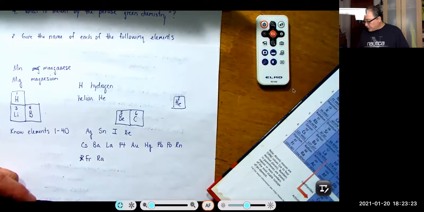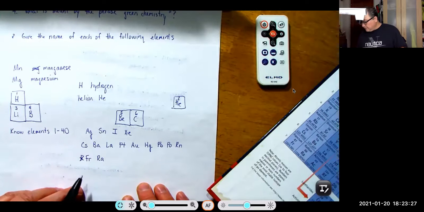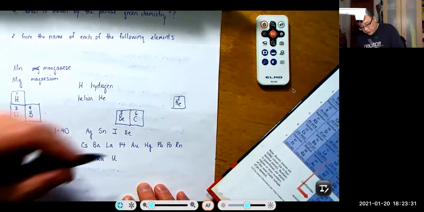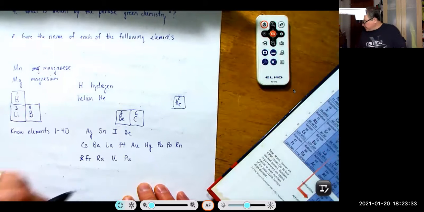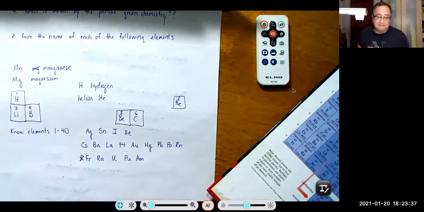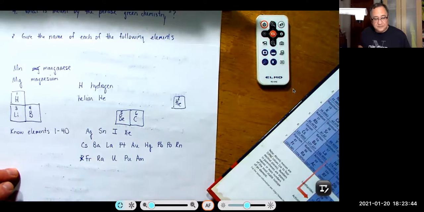The few others that you should know are U, which is uranium. You should know Pu, which is plutonium. And you should know Am, which is americium. So these are the elements I want you to know. These 40 plus however many these are.